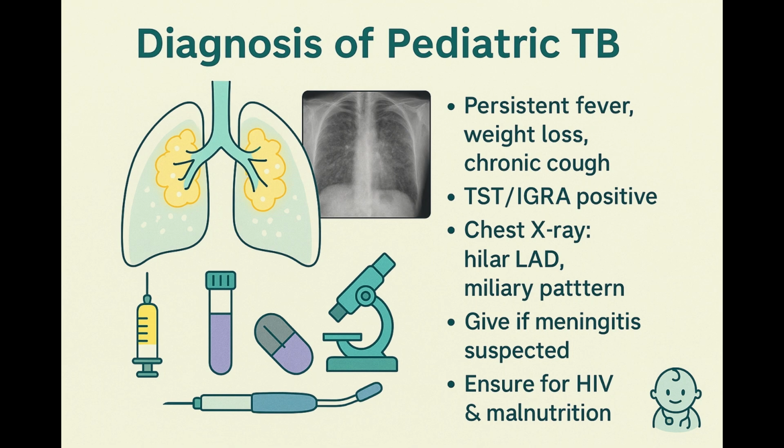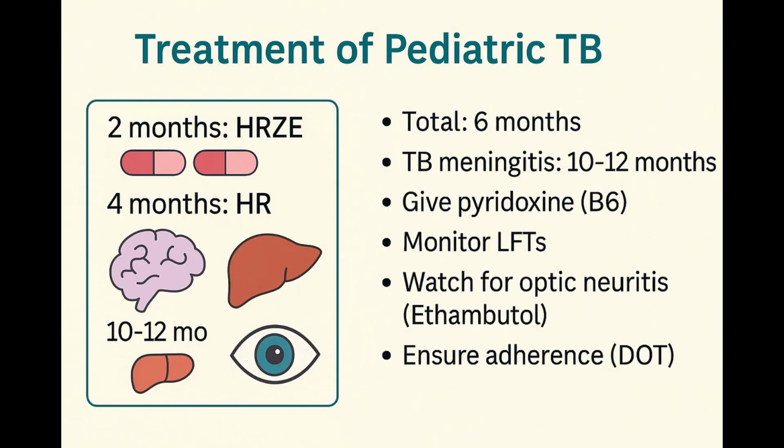Once you have confirmed the TB, the next challenge is to treat it correctly, especially since children require careful dosing, monitoring, and follow up. Let's break the treatment into a simple 6-month roadmap. For most pediatric TB, the entire course is 6 months.